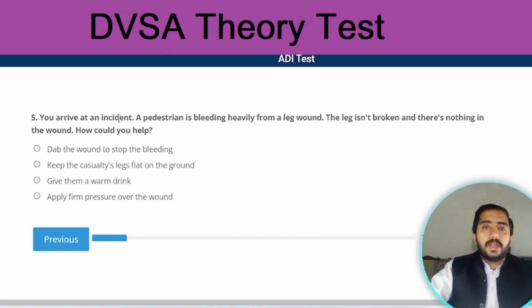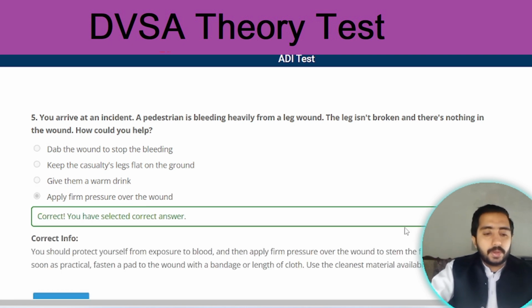You arrive at an incident. A pedestrian is bleeding heavily from a leg wound. The leg isn't broken and there's nothing in the wound. How could you help? You can help by applying firm pressure over the wound. Option D is the correct one.